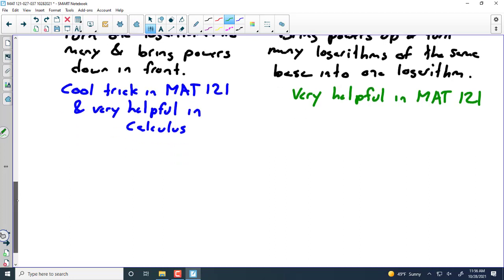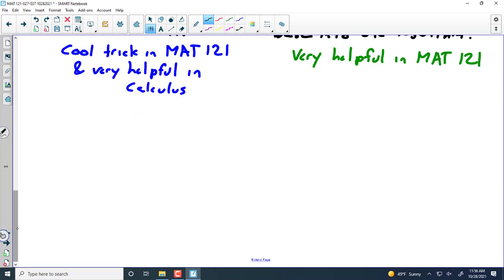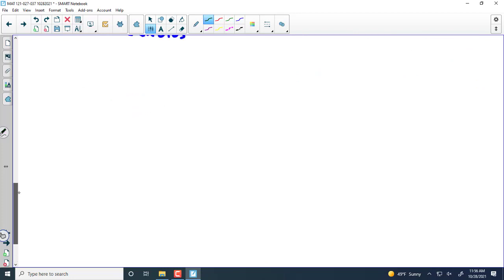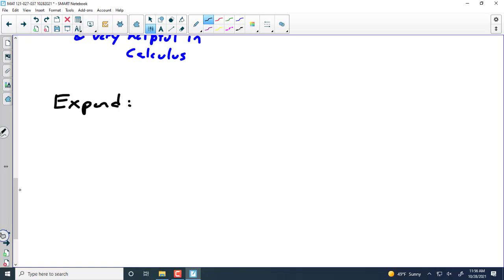But we should still expand. We should still know how to expand. So if someone told me to expand a logarithm, they might give me something like this.